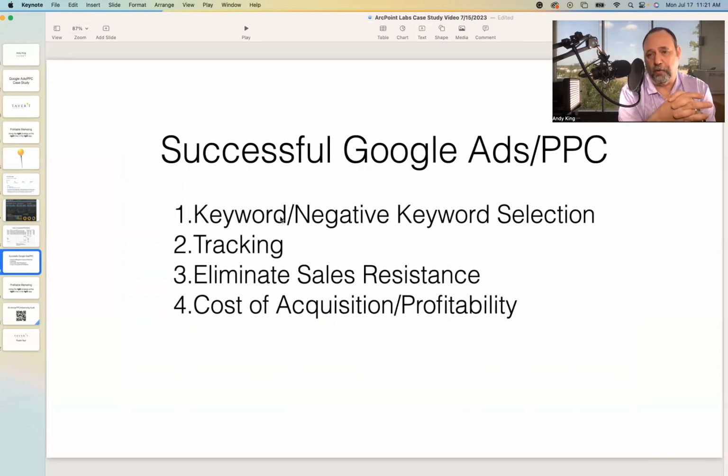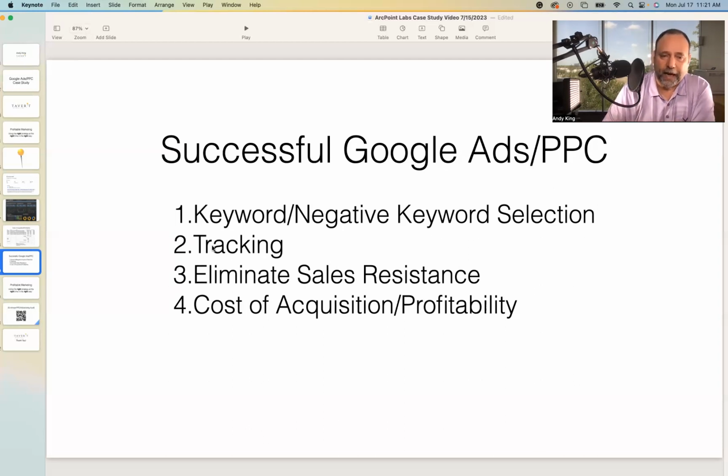Understand this about Google. Google's interest isn't necessarily to get you to make more money with ads. Their interest is to get you to spend your monthly budget as fast as possible. They will go in there and they will add keywords. So that needs to be managed.